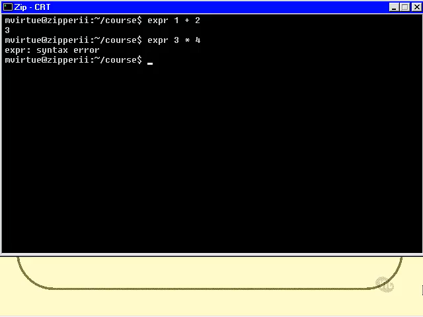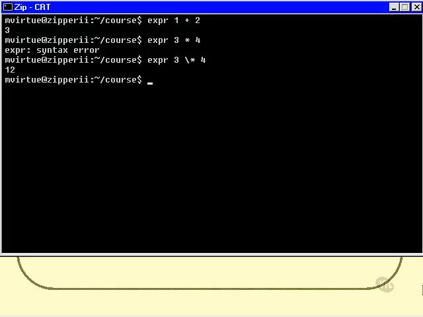The problem is that the shell actually examines that line before expr ever gets a hold of it and notices the star there. So what it does is it uses that star as a wildcard and replaces that with the names of all the files in the current directory, which is not what we want. So in order to prevent it doing that, we can either put a backslash before it or we can put single quotes around it. I'll just put a backslash before it because it's simpler. expr 3 times 4, and that gives us 12. Asterisk is actually the only one that we need to worry about. The minus sign and the plus and the divide by are all perfectly okay.